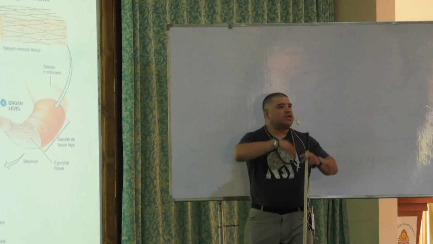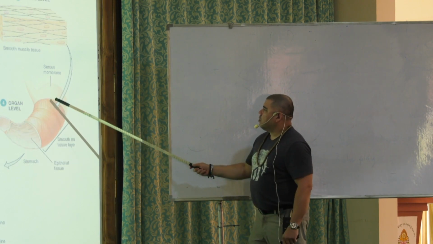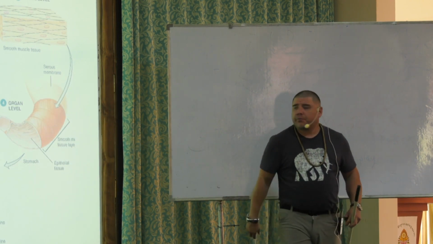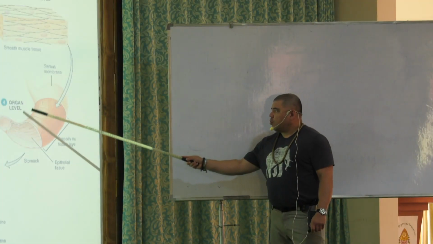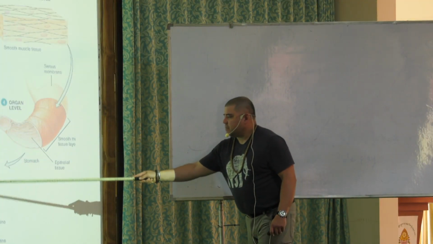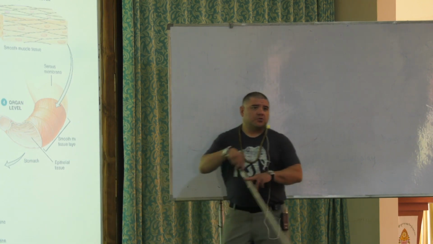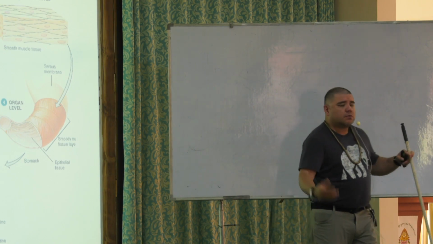So we have our tissue, and if we add all types of tissue, we have what we call an organ. So we could have, for example, the stomach. And if we add different organs, we have a system, which in this case is called a digestive system, which we use to digest nutrients when we eat.